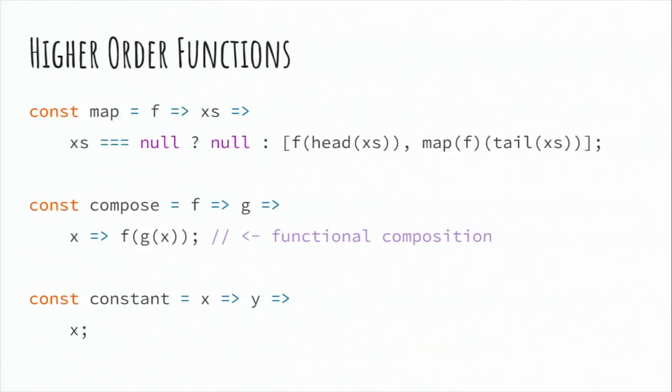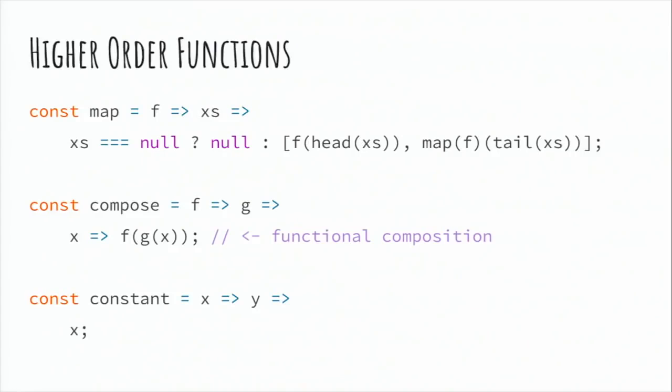We also have a compose function, takes two functions, and then returns a new function that first applies the second one and then applies the first one. I'm not sure this is actually correct. I think f and g should be the other way around.